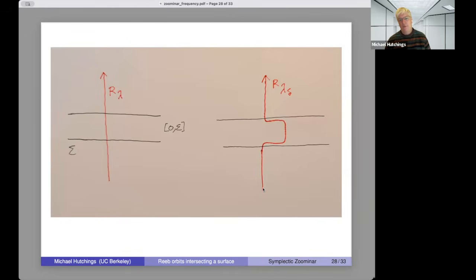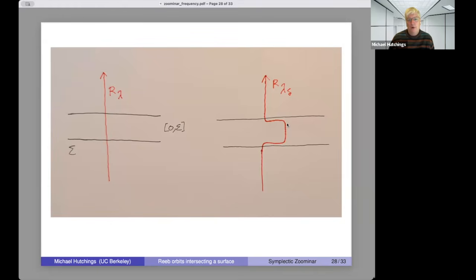So if I follow the Reeb vector field, as I enter this region, the bump function starts to increase, so it has some derivative. And if you calculate what the Reeb vector field is, the derivative of the bump function causes the Reeb flow to be deflected in the direction of sigma. So now I'm somewhere else in sigma.